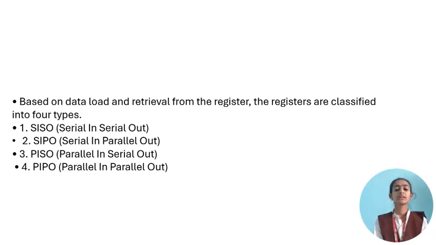Based on the data loaded and retrieved from the register, registers are classified into four types. SISO means serial in serial out. SIPO means serial in parallel out. PISO means parallel in serial out. PIPO means parallel in parallel out. These are the four types of registers.